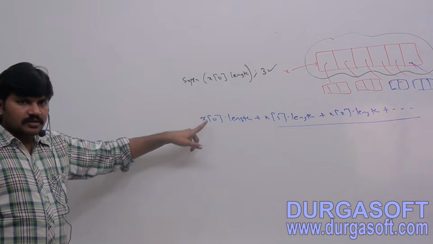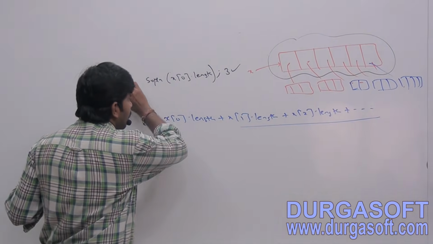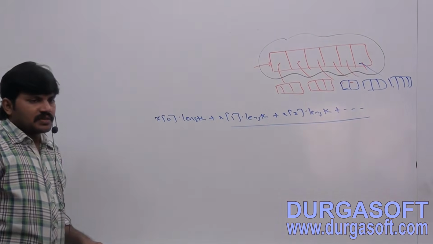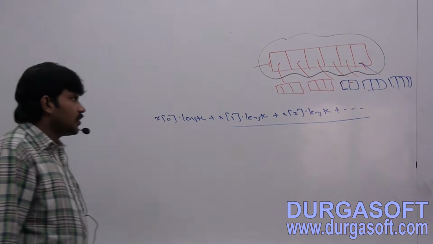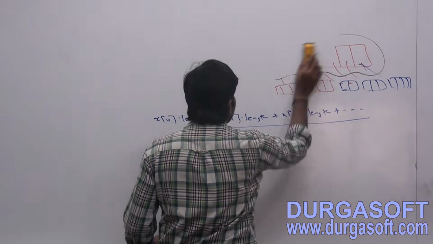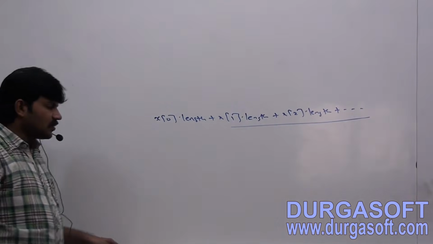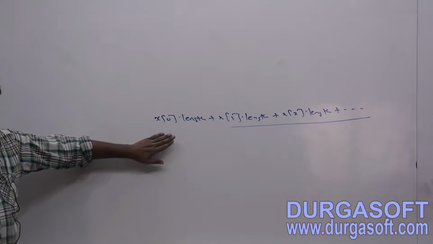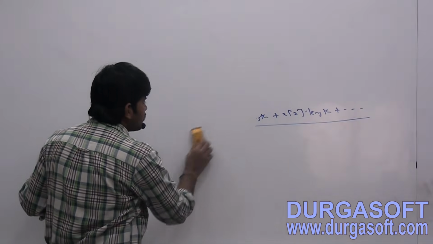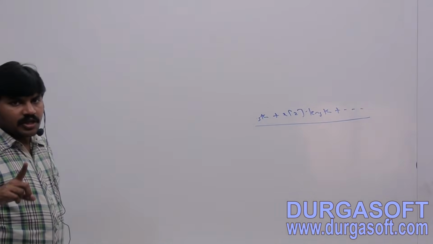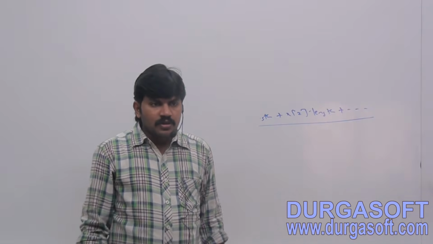Take this one: x of 0 dot length plus x of 1 dot length plus x of 2 dot length plus and so on. Are you able to understand that? Okay, so that's all. There ends length versus length. Do you know? The length variable is applicable for arrays. The length method is applicable for string objects, right?